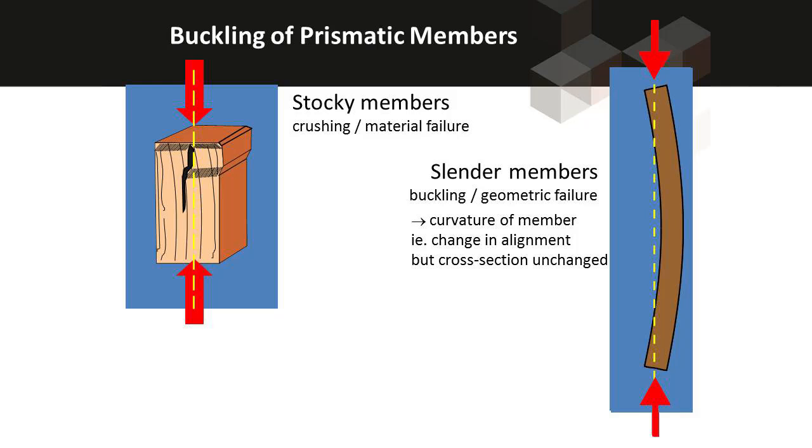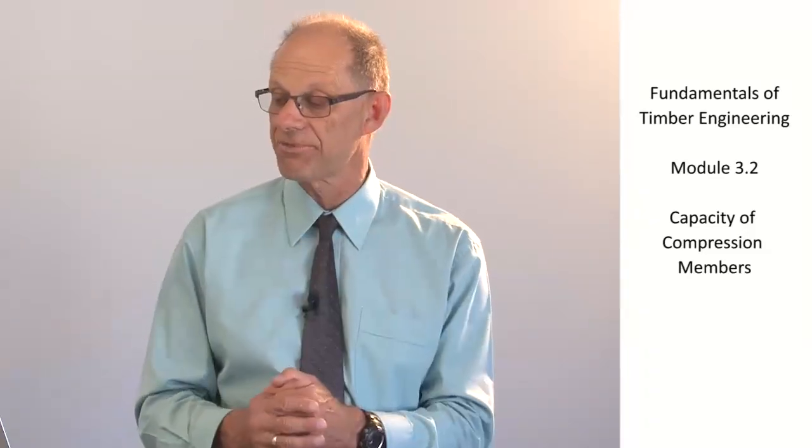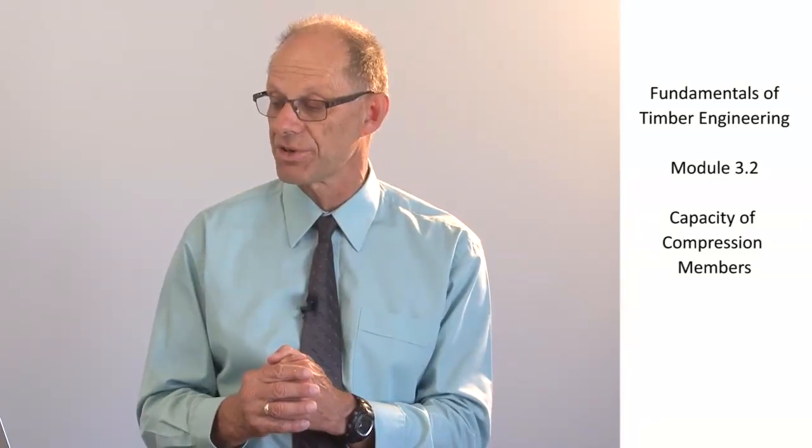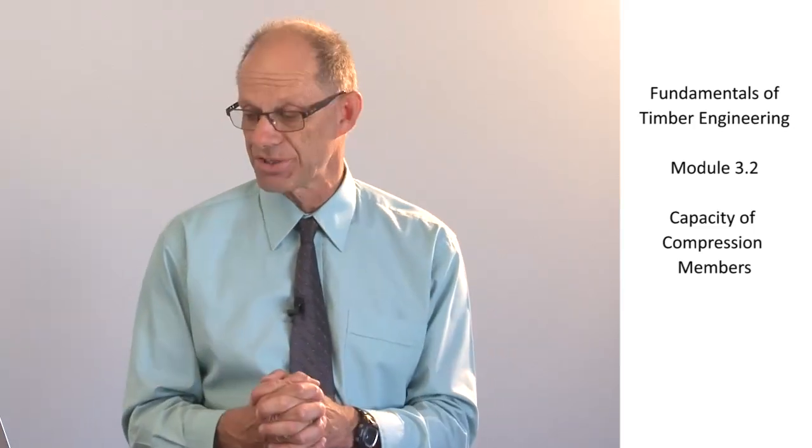And in this case, as the load is applied, you can see that the two ends are moving closer together, but that's accompanied by the change of shape of the member. So you can see the yellow dotted line was the initial centre line, and now the member has moved away from that. That's a classic buckling failure, and that is the type of failure mode we tend to find with compression members.